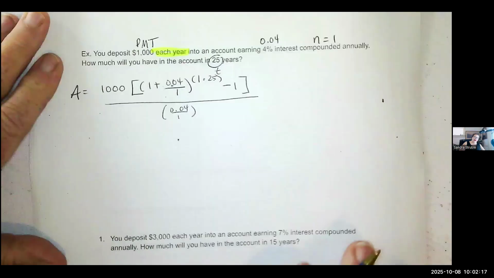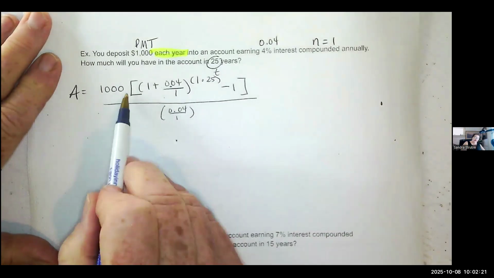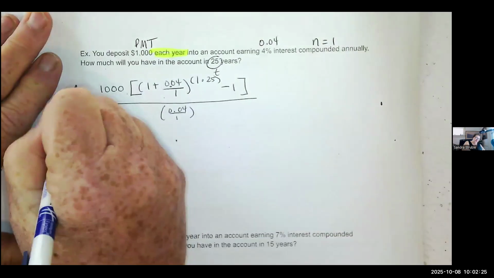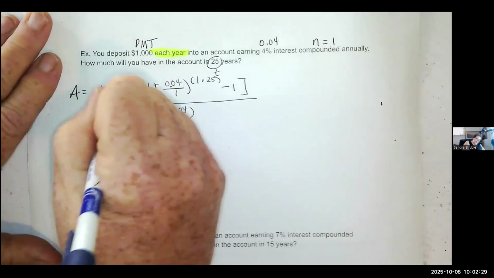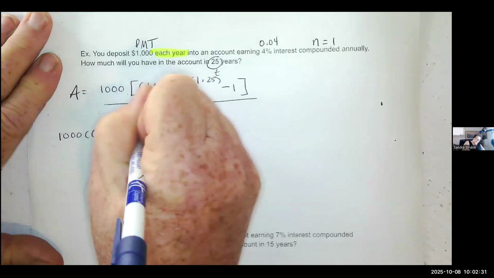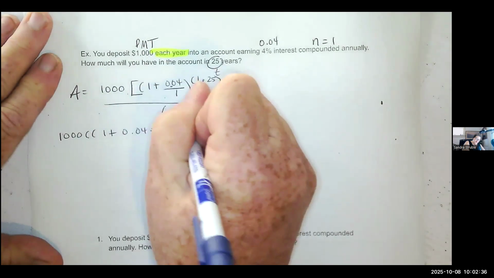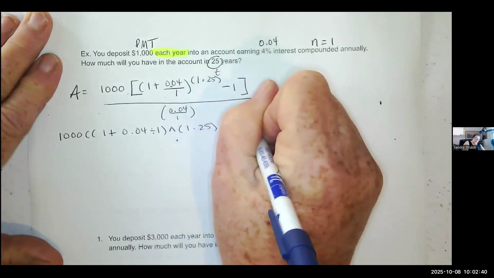All right, to put this in your calculator, unless you're using a TI-30XA, if you're using the XA, you're going to have to put a multiplication symbol in between these two. But for the rest of you, you can just put in, let me think for a second. Open, 1 plus 0.04, divided by 1, close, caret, open 1 times 25, close.